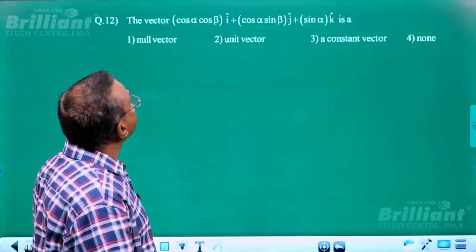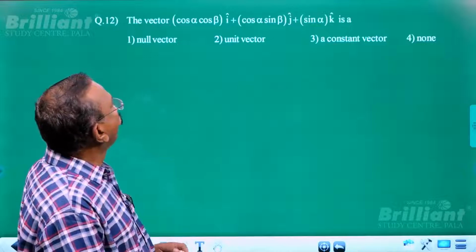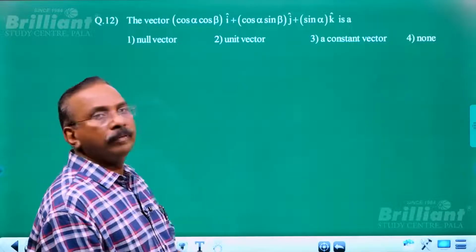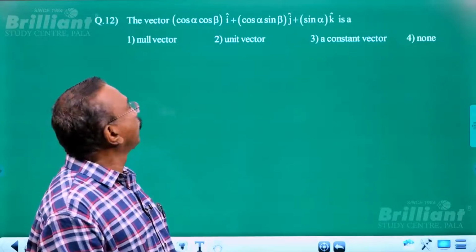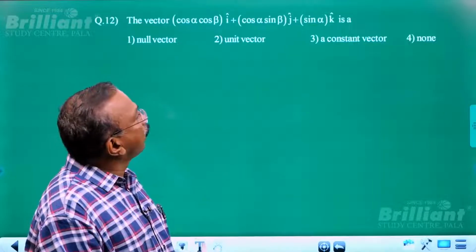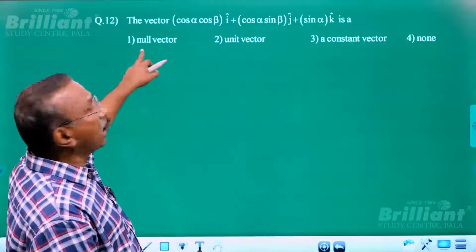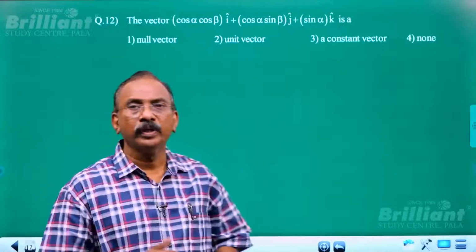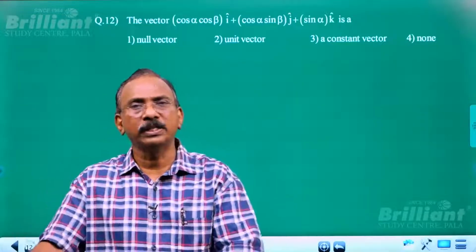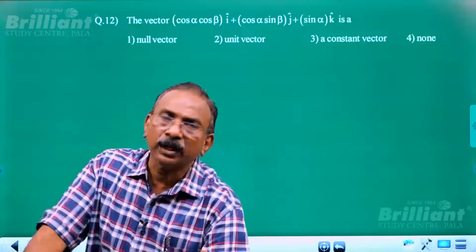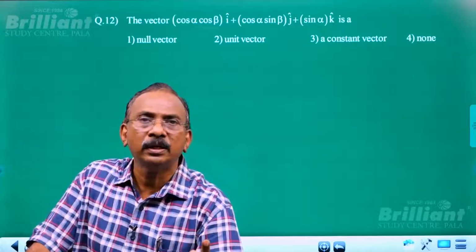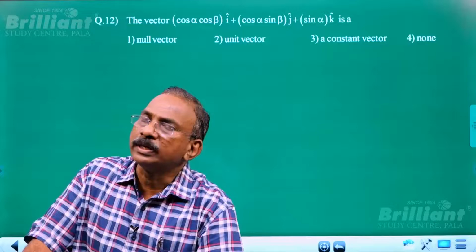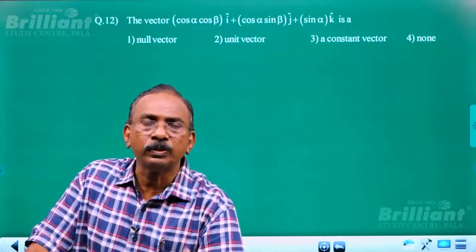Okay. Now question number 12. The vector cos alpha cos beta i plus sin alpha sin beta j plus sin alpha k is: null vector, unit vector, constant vector, or none of these. First option is null vector. What's the definition of a null vector? A vector whose magnitude is 0 is referred to as a null vector. What's a unit vector? A unit vector is a vector whose magnitude is 1.